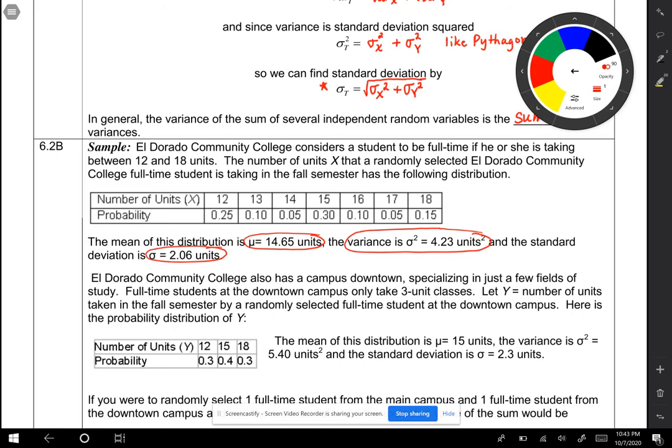So they could have 12 units, 15, 18. They can't have the 13 or 16 or 17. Let y equal the number of units taken in the fall semester by a randomly selected full-time student at the downtown campus. Here is the probability distribution of y. So top row is the number of units, 12, 15, 18, and the bottom is the probability. Notice they add up to 1. The mean of that particular distribution is 15 units, the variance 5.4, and the standard deviation 2.3.